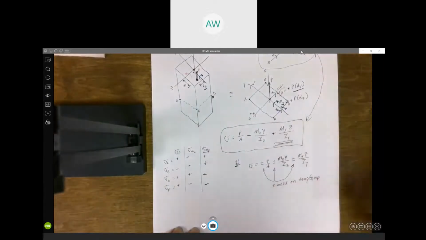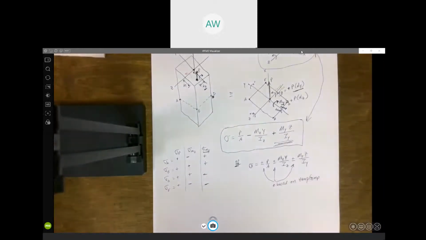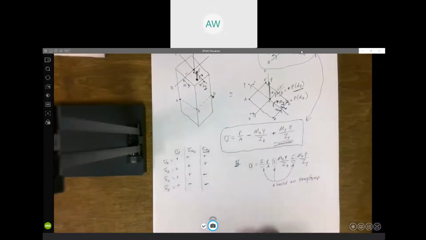So it's a relatively, should be anyway, straightforward concept that you can look at the direction of these moments and determine if it's going to cause tension or compression at that point. And that would determine, again, what sign you put there. And you just put in magnitudes if you're actually going to calculate it this way.